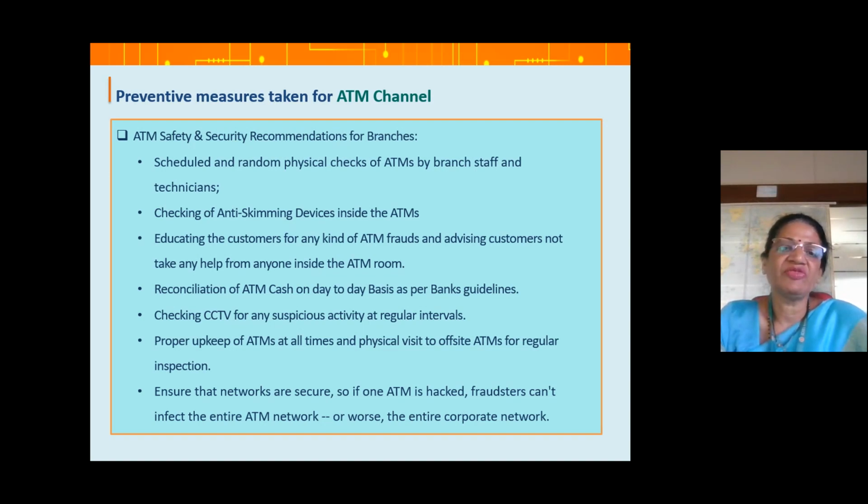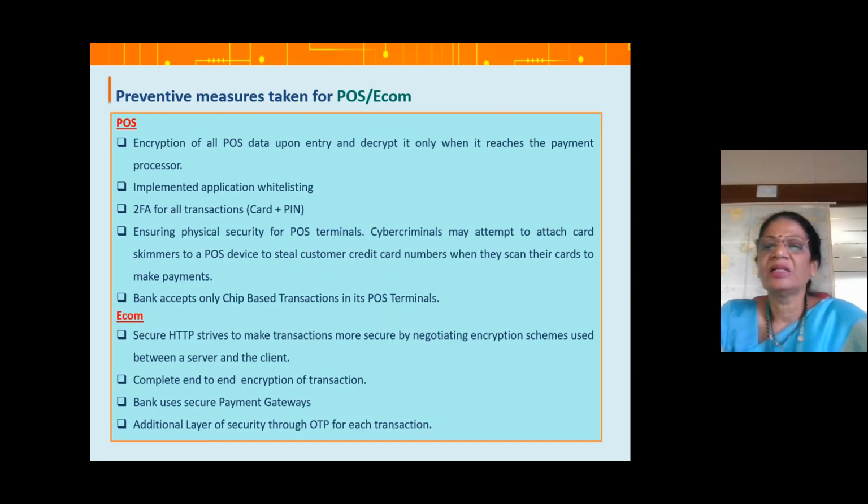Checking of CCTV footage for any suspicious activity at regular intervals. Proper upkeep of ATMs at all times. Physical visits to offsite ATMs for regular inspection are a must for branch staff. Ensure that networks are secure, so that if one ATM is hacked, fraudsters can't infect the entire ATM network, or worse, the entire corporate network. This we talked of for ATM machines.